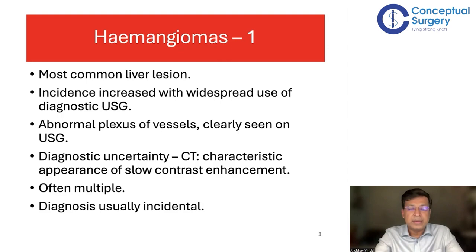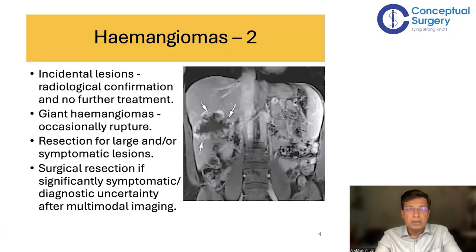Now, often these hemangiomas are multiple in number, and like I said, they are asymptomatic, and it is only because an ultrasound was performed for some unrelated cause. And when the liver was seen, it was incidentally discovered to have a hemangioma. Now, if the lesion is incidental and if the diagnosis is certain on ultrasound or on CT, no further treatment is required. Now, this is a coronal view of a hemangioma in the right lobe of the liver. And here you can see the periphery of the hemangioma. There is pooling of contrast, which is marked by these arrows.